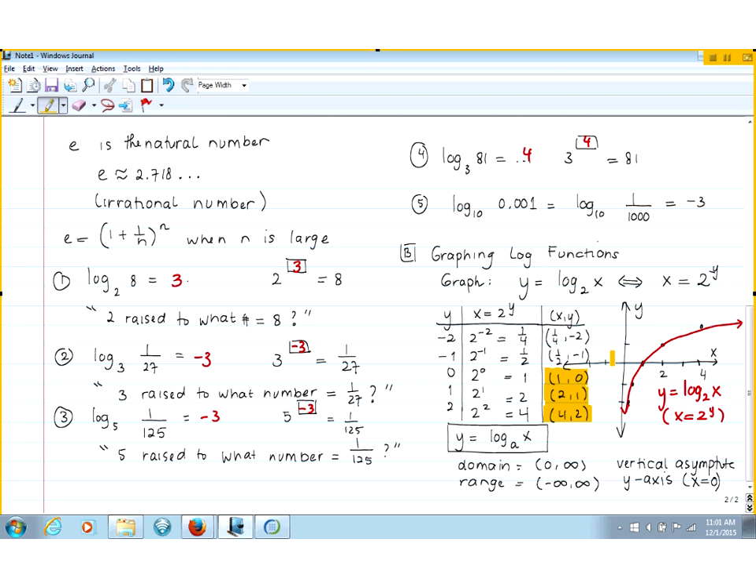Asymptote, yes. It means when it gets big or when it's going to get closer and closer to a line, it behaves like the line.